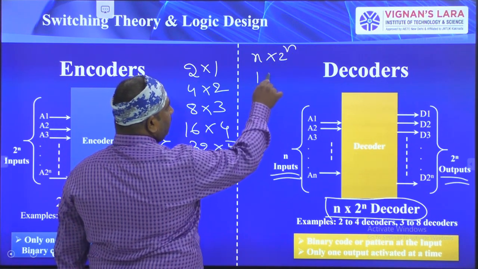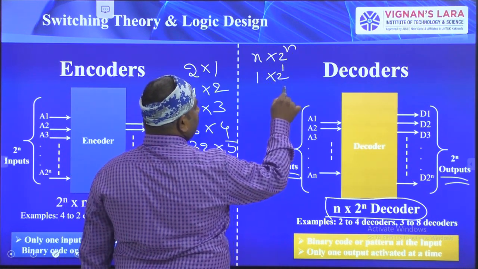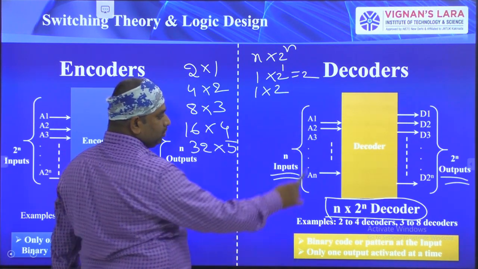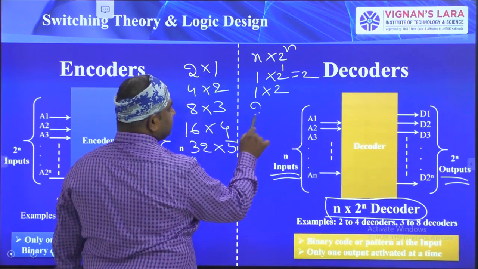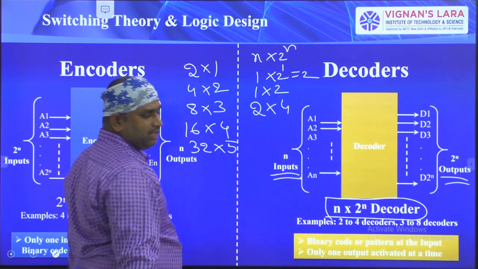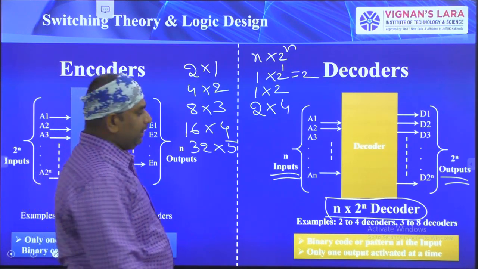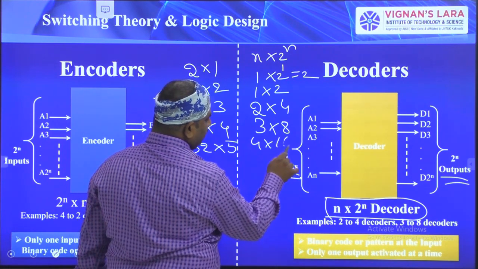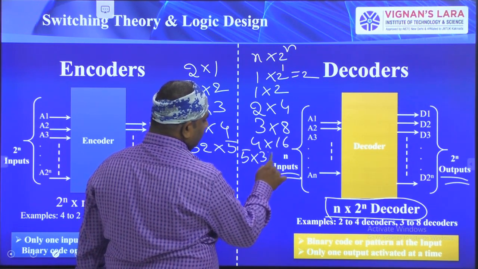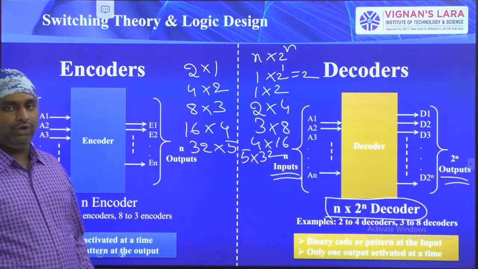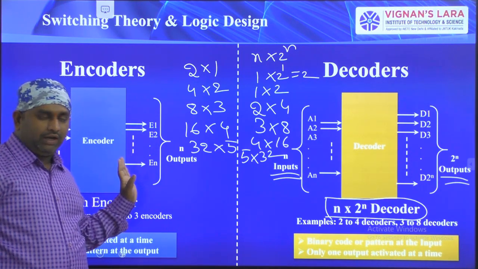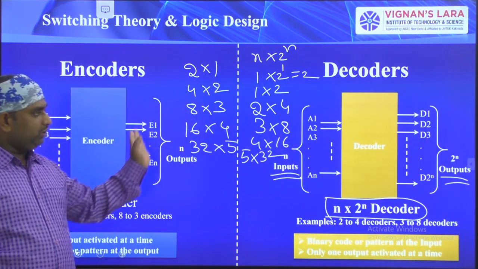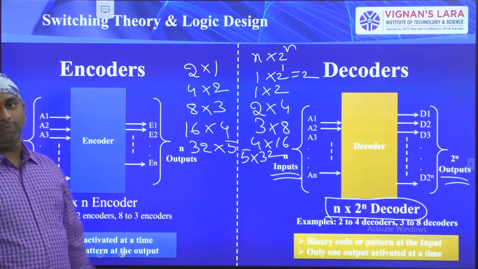Where n is equal to 1, the 2 power n value is 2 power 1, that is equal to 2. So that is 1 by 2: 1 input, 2 outputs. For example, n is equal to 2: 2 inputs and 4 outputs. That is called a 2 by 4 decoder. Next, 3 by 8 decoder. Next, 4 by 16 decoder. Next, 5 by 32 decoder. So see here, the encoder is the reverse of the decoder, and the decoder is the reverse of the encoder. These two are reverse for the input and output terminals.